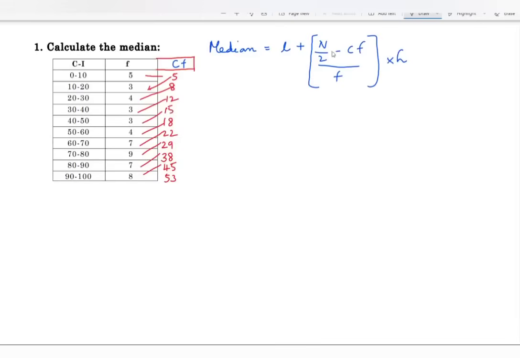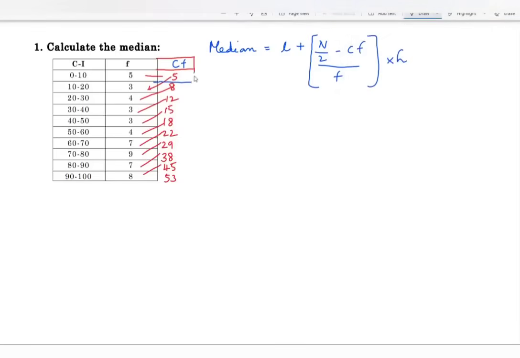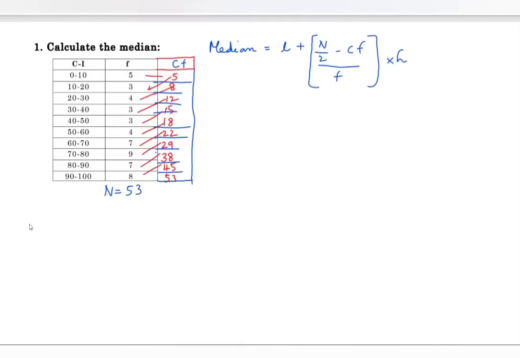Now what is the first step? First step is to find out the cumulative frequency column. Now what is the value of n? N is 53. That is the total observation. That is, if you add all the f, you get 53. Otherwise, this gives the value of n. N equals 53. Median equals L plus n by 2 minus Cf by f into h.